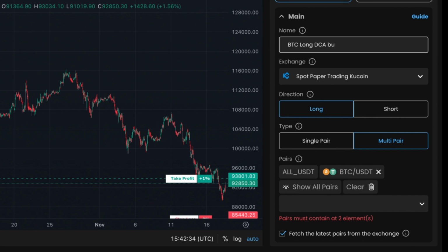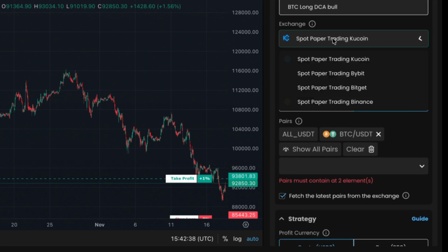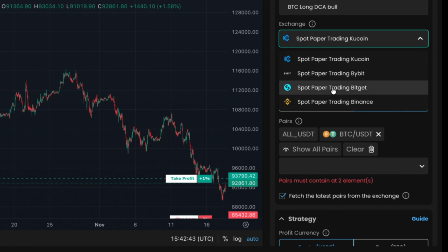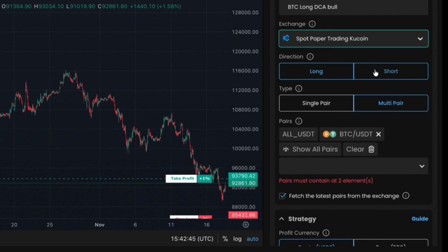Choose a short and clear name for your assist to differentiate it easily from others. Then select the exchange account where you want to configure your assist. In the main section, you can specify the trading direction.